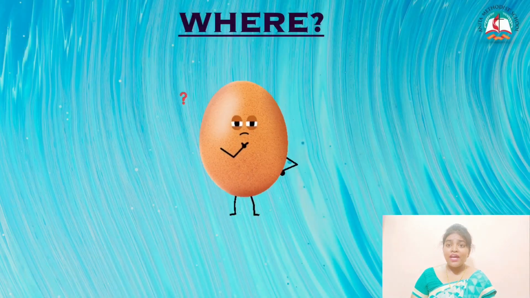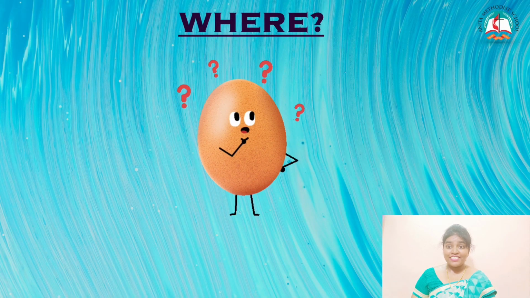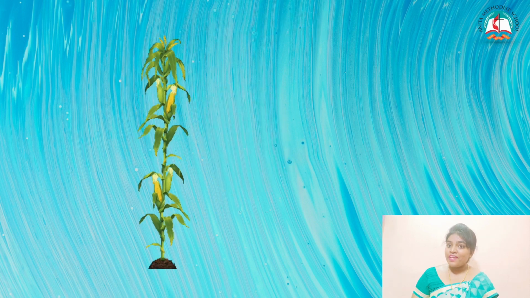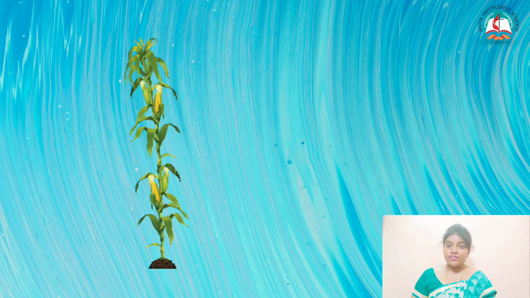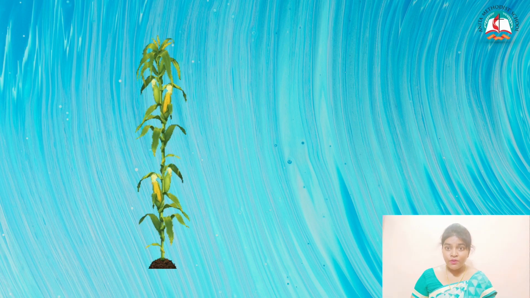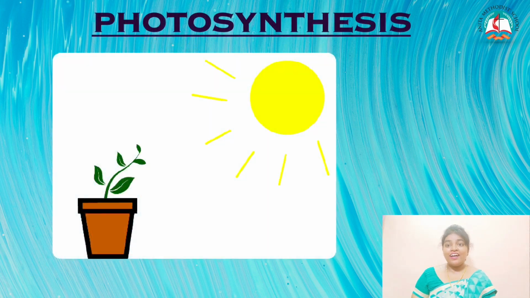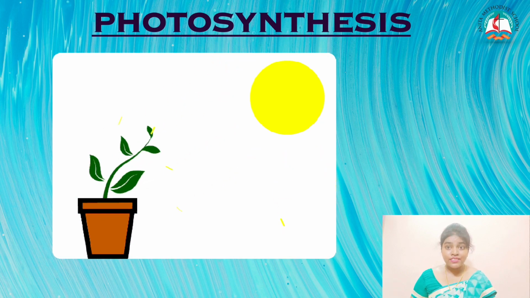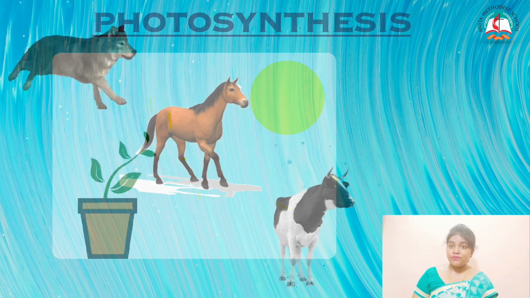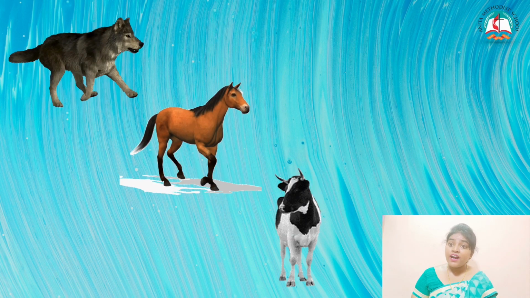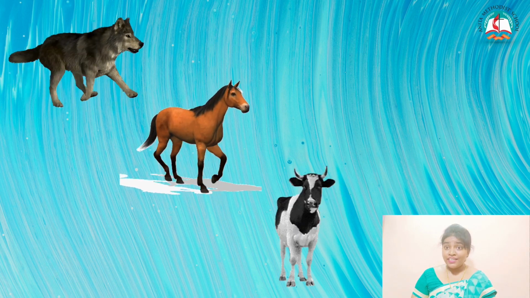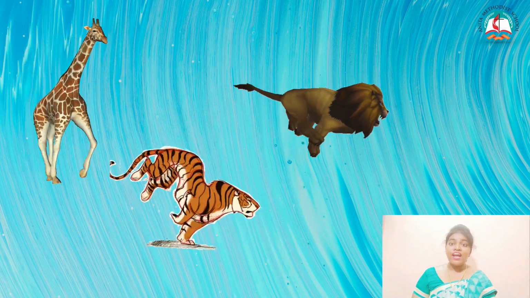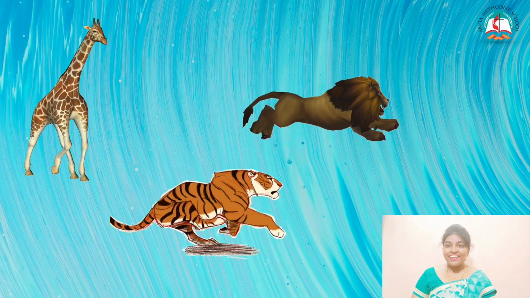Yes, so where do we get food from? Yes, we get food from plants. And how do plants produce food? Do they produce food on their own? Yes. With the help of photosynthesis, they prepare their food. And what do animals eat? Yes, they either eat plants or animals, right?